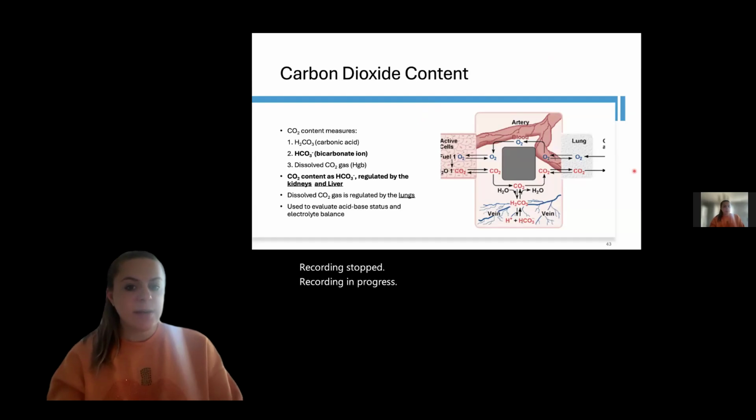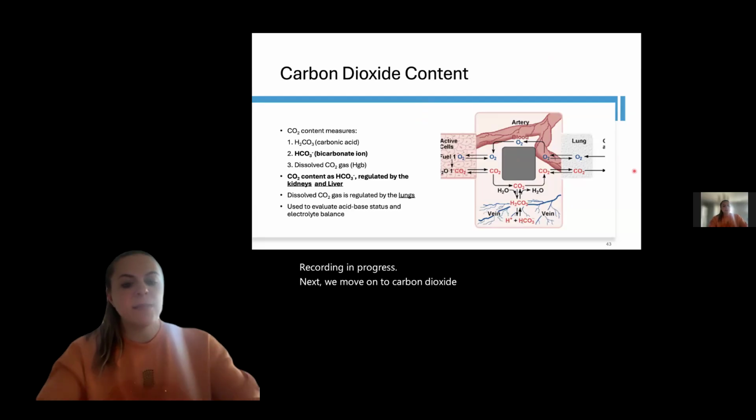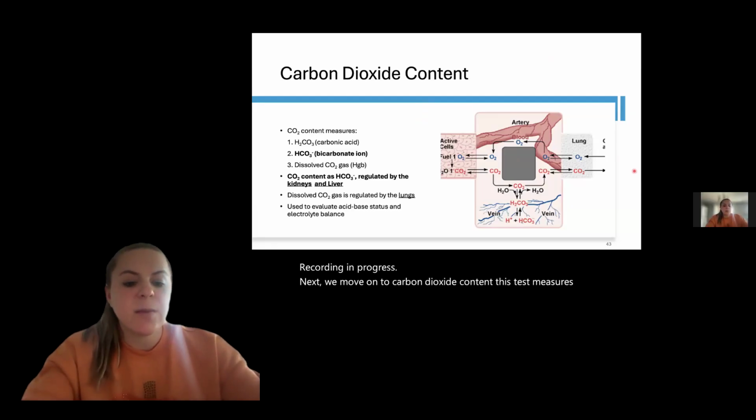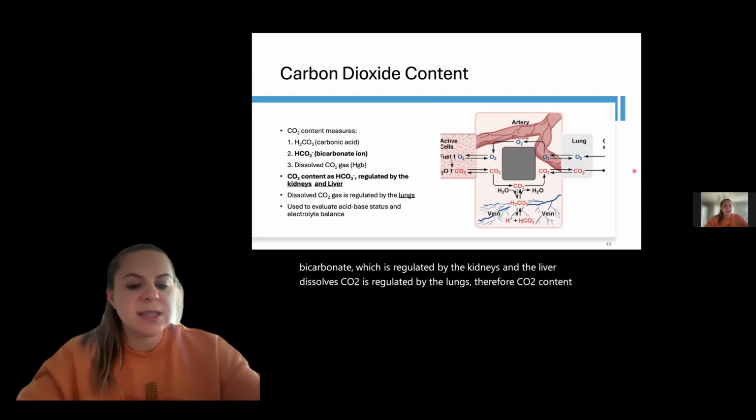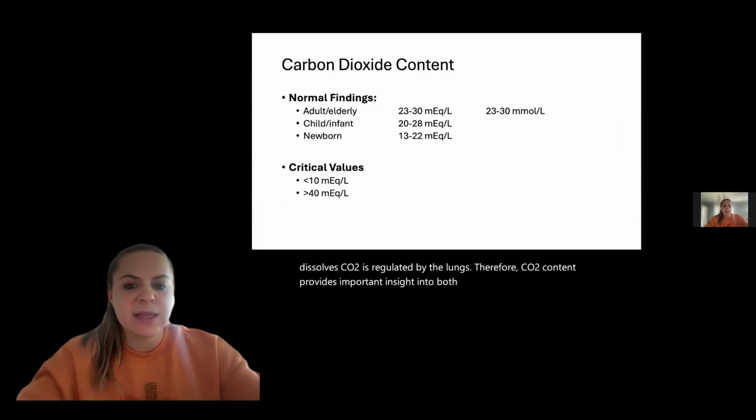Next, we move on to carbon dioxide content. This test measures three components: carbonic acid, bicarbonate ions, and dissolved CO2 gas bound to hemoglobin. Most of what we measure reflects bicarbonate, which is regulated by the kidneys and the liver. Dissolved CO2 is regulated by the lungs. Therefore, CO2 content provides important insight into both the acid-base balance and electrolyte status.